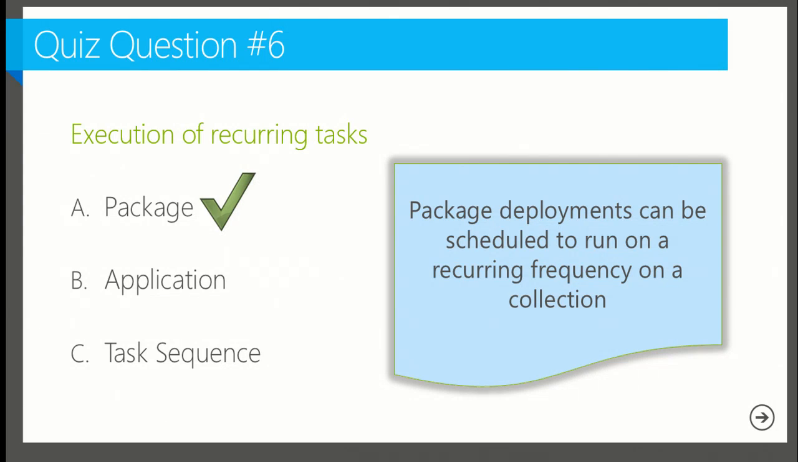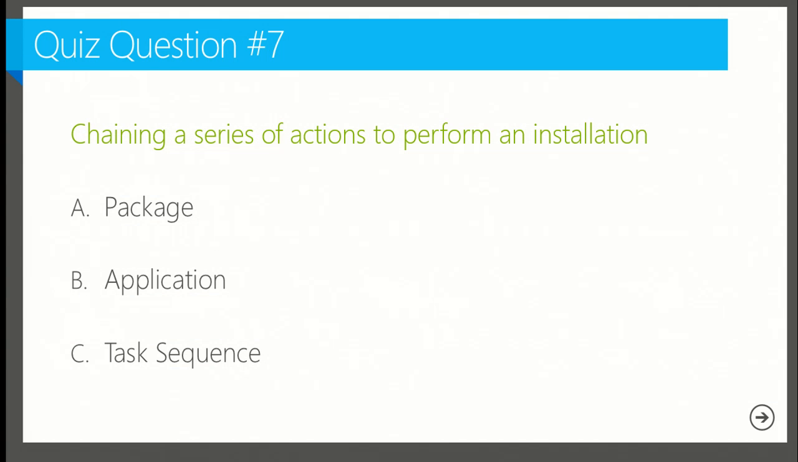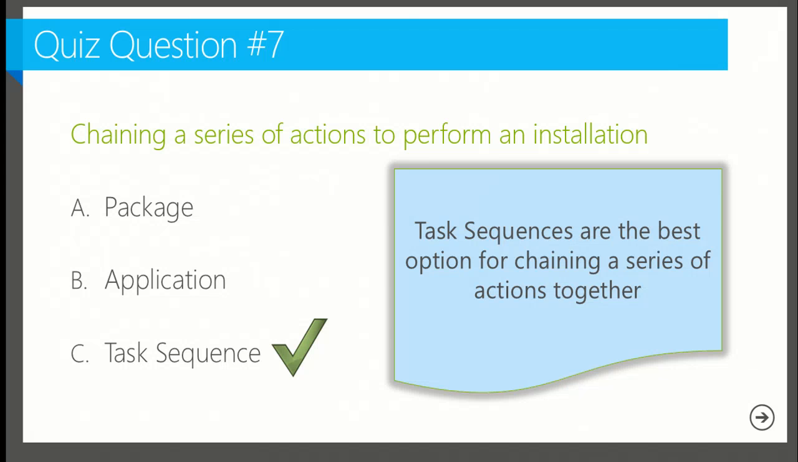Let's see. All right, so chaining a series of actions to perform an installation. Package, application, or a task sequence? It is indeed a task sequence. Now, you can do this with packages by chaining those deployment types together. Applications were really not meant for doing anything on a recurring basis, or for chaining a series of actions together. You can do that with the dependencies in a way, but a task sequence is the best way to go about this.